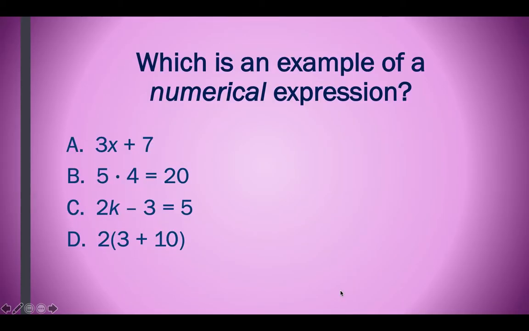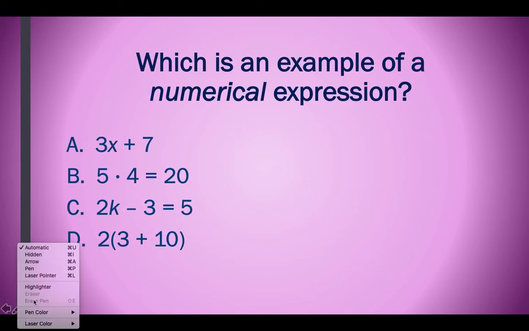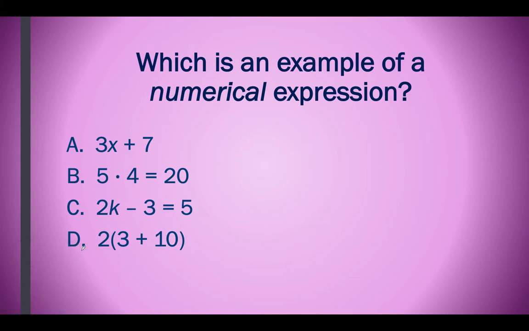Which of these is an example of a numerical expression? A, 3x plus 7. B, 5 times 4 equals 20. C, 2k minus 3 equals 5, or D, 2 parentheses 3 plus 10. If you said D, as in dog, you are correct.